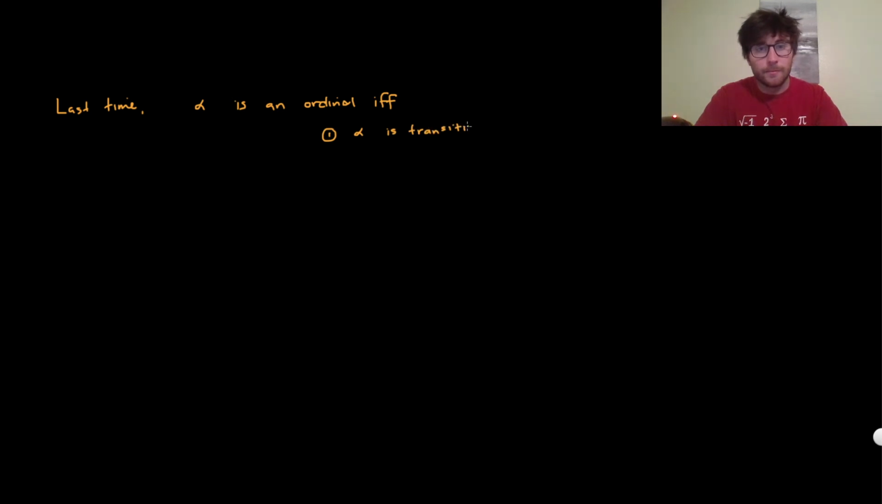So last time, what did we prove? We proved that alpha is an ordinal if and only if what is true? If and only if alpha is transitive, all of alpha's elements are transitive, so for all beta in alpha, beta is transitive. And then this final condition was that this ordering is total.